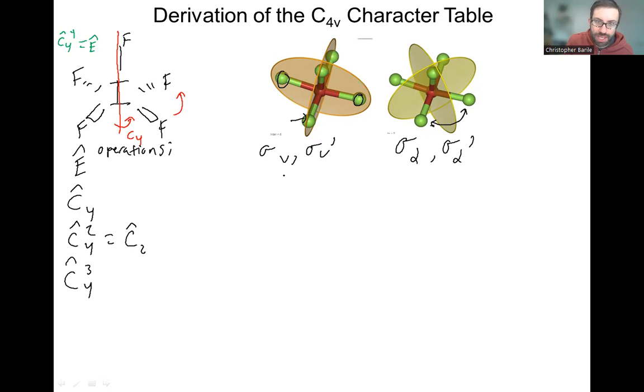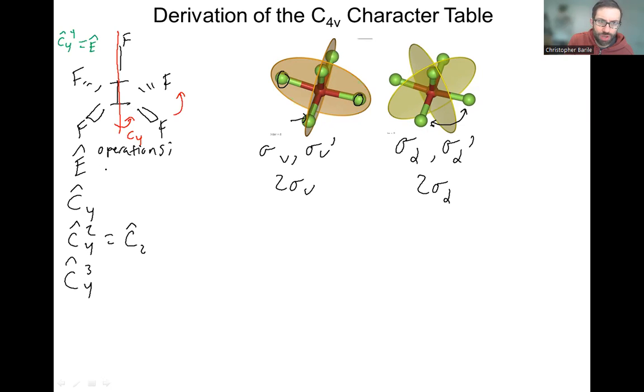So what we can say is that the next step of all this, now that we've identified all the operations, there's 1, 2, 3, 4, 5, 6, 7, 8 operations in C4v symmetry. Now that we've identified those 8 operations, we need to group them into classes. And the way to group those is to group them in ways that do similar things. So we're going to group these vertical ones together. That's going to be one class. We write it as 2 sigma v. And then same thing with dihedrals, 2 sigma d's.